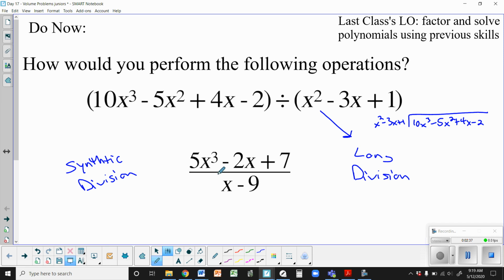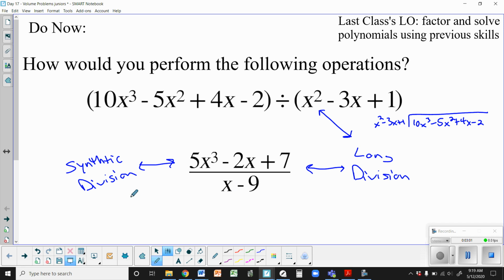For the other one, notice that we can do it both ways. We can do long division or synthetic division with this one. You may find though that synthetic division will be a little quicker. We have less to write out. We don't need to write those x's.